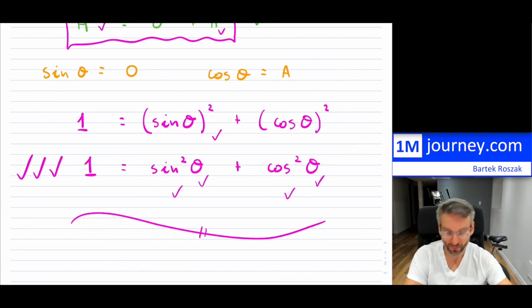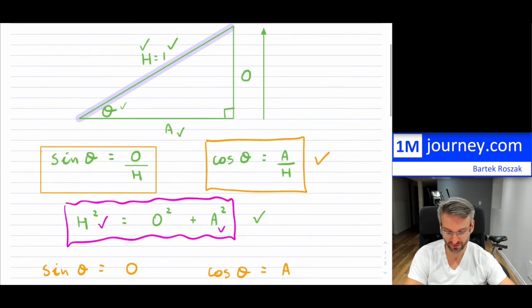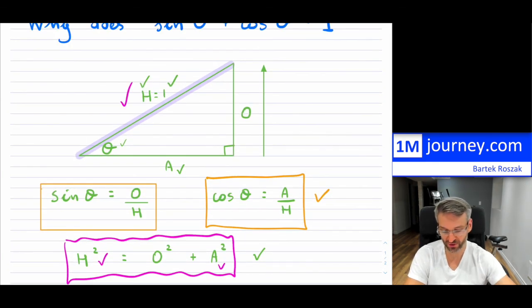There you have it. You can test it out on your own if you like. Put in any angle that you want, and you'll see that it always is equal to 1 when you square sine and cosine. It comes from the fact that you set your hypotenuse equal to 1.